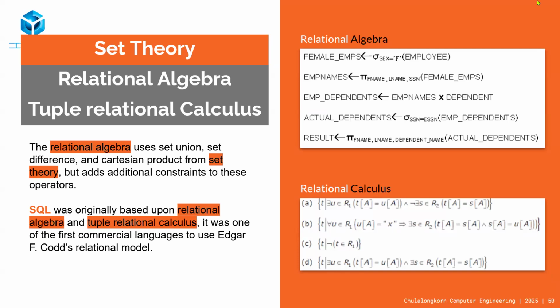On the right here, you will see an example of relational algebra commands and also relational calculus commands. For example, the first line here uses this small sigma. It says select from the table called employee where sex equals F, or female, and then keep everything in a relation called female employees. This is just an example of how a relational algebra command is used.